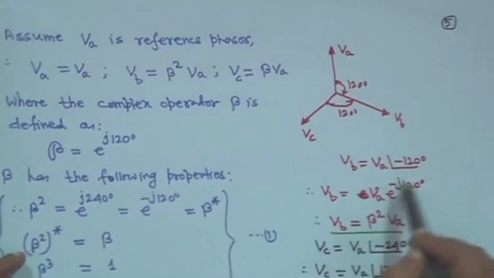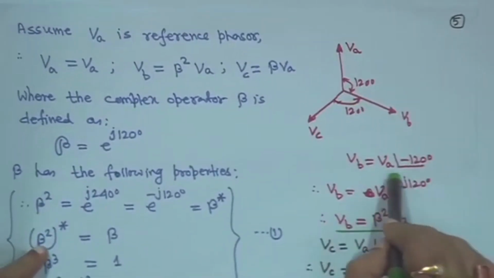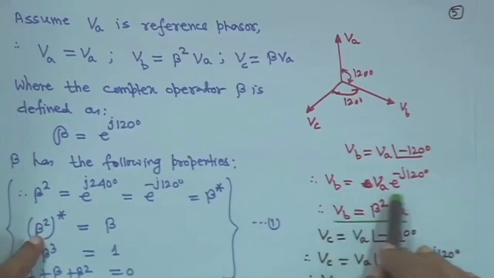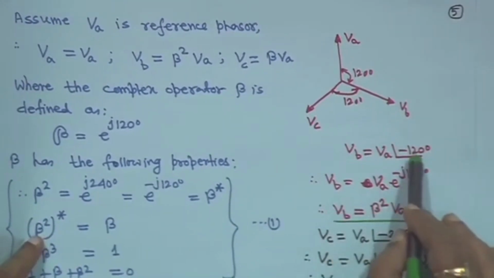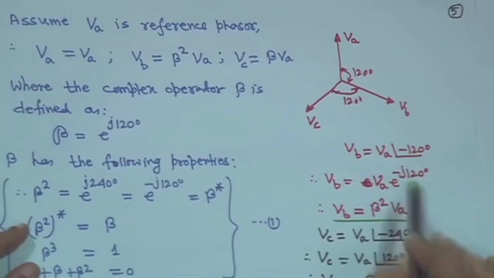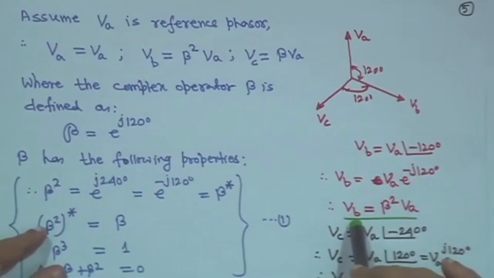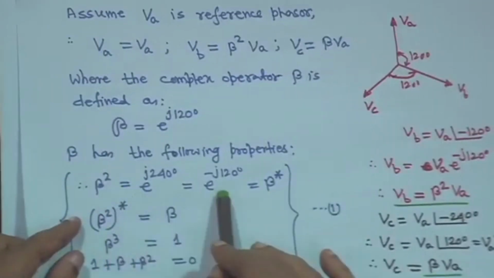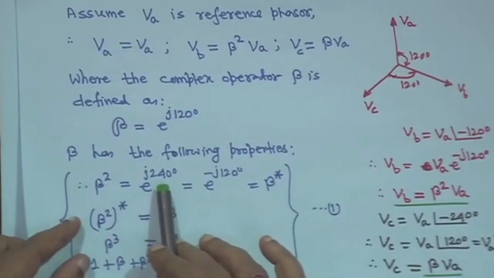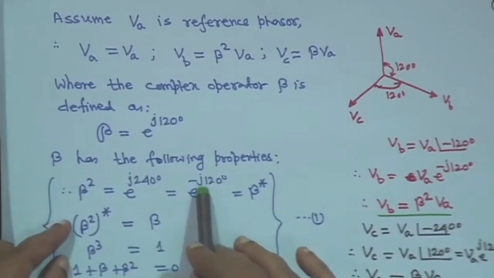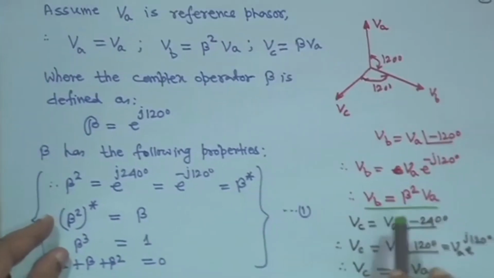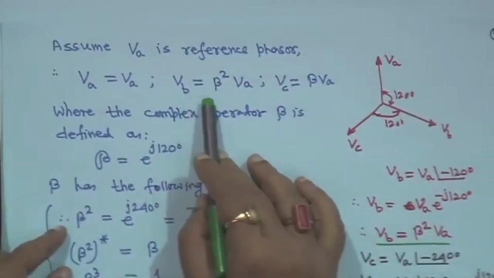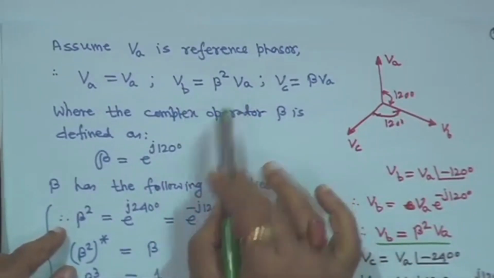Now, in this case VB is equal to VA angle minus 120 degrees, as in this figure. That means VB is equal to VA e to the power minus j120 degrees. Therefore, we can write VB is equal to beta square VA, because beta square is equal to e to the power j240 degrees, which is equal to e to the power minus j120 degrees.